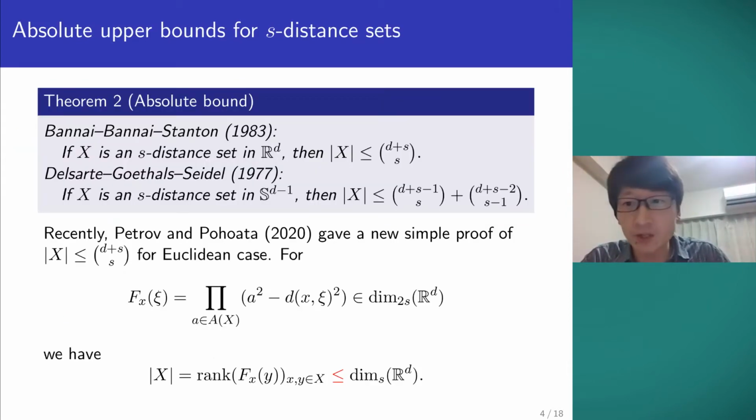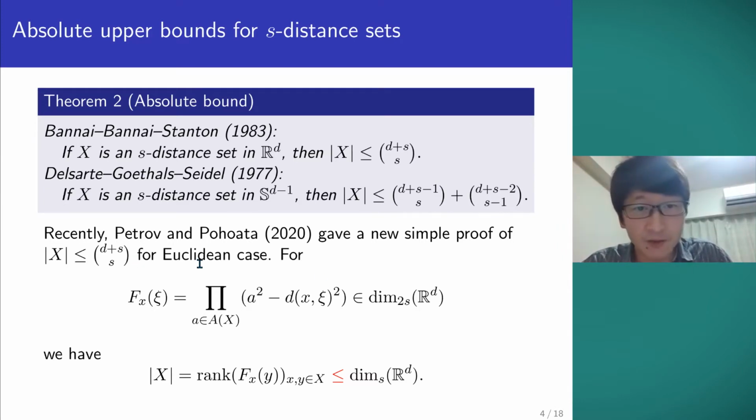Now we introduce the absolute upper bound for s-distance sets. We have a natural upper bound for the size of s-distance sets, the so-called absolute bound. Bannai, Bannai, and Stanton proved that if X is an s-distance set in R^d, then the size of X is at most d plus s choose s. And Delsarte, Goethals, and Seidel proved that if X is an s-distance set in the unit sphere, then the size of X is at most d plus s minus 1 choose s plus d plus s minus 2 choose s minus 1.